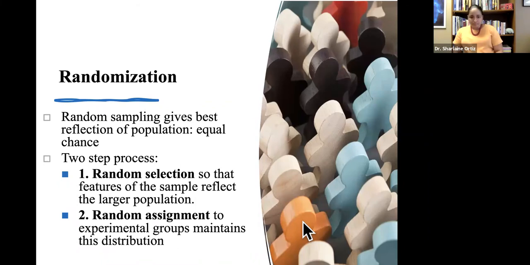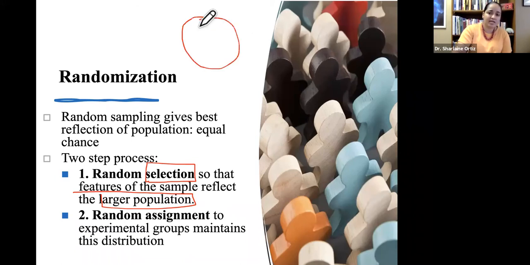Another thing is that randomization involves two steps. It involves two processes. The first process is random selection. What is random selection? I want to select this group of people in a way that it can actually reflect that larger population. So I'll give you an example. Say we go to Happy College, right? And this is what that college population looks like.